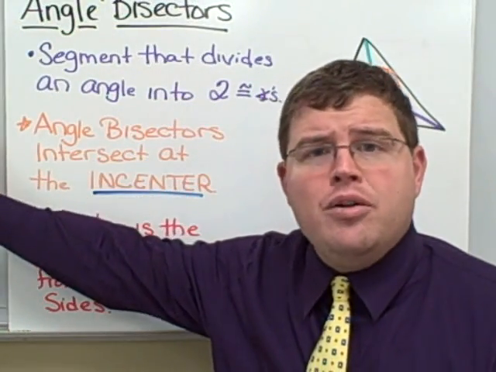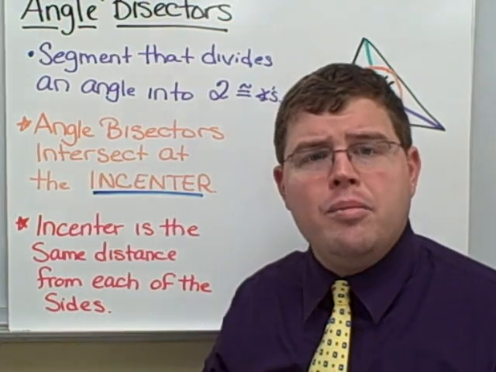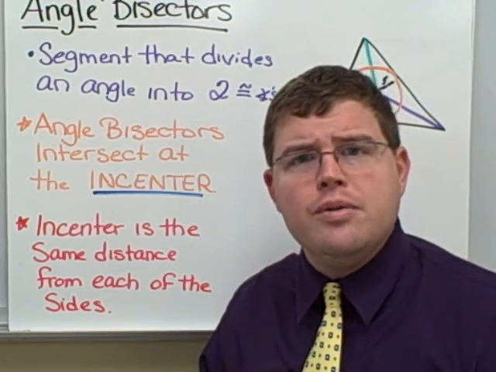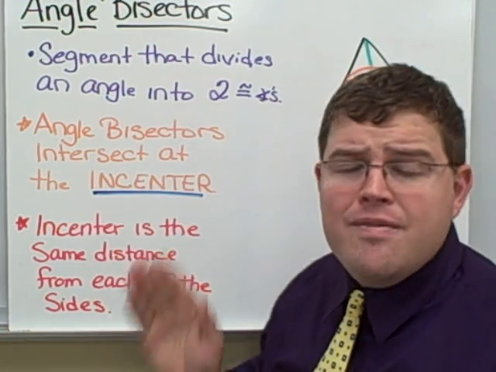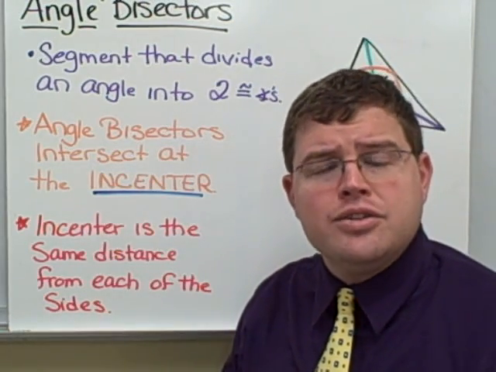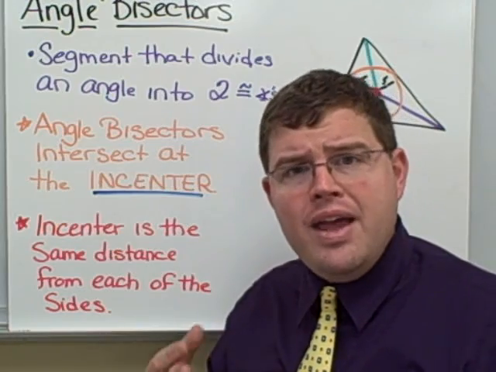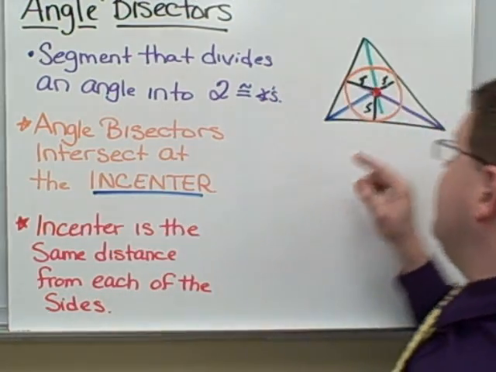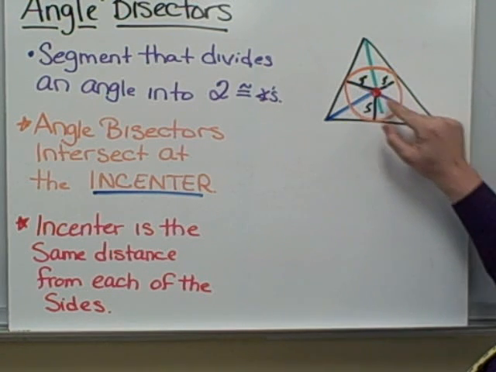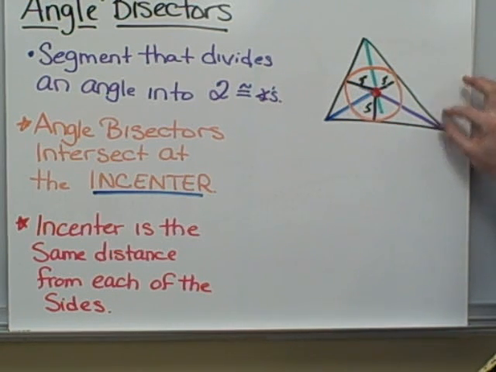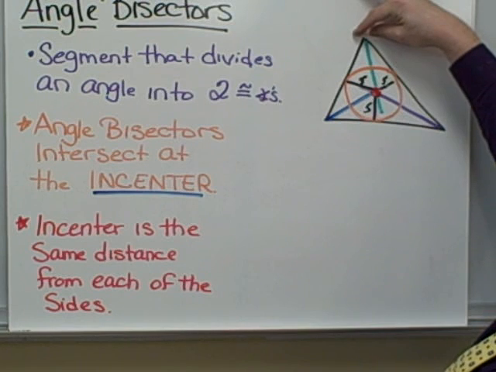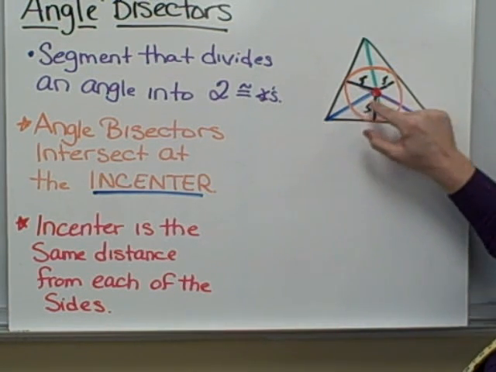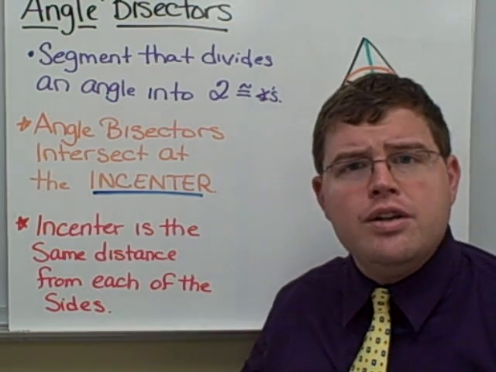Now let's talk about angle bisectors. We know that an angle bisector is simply a segment that cuts an angle into 2 congruent pieces. When we have all 3 angle bisectors constructed in a triangle, they intersect at a common point known as the incenter. Here we have the purple segment, which is bisecting this angle, the green segment, which is bisecting this angle, and the blue segment, which is bisecting this angle. The red point is the point of concurrency.